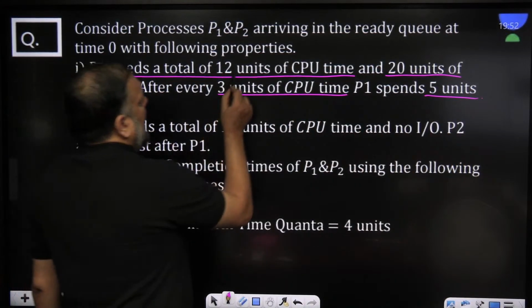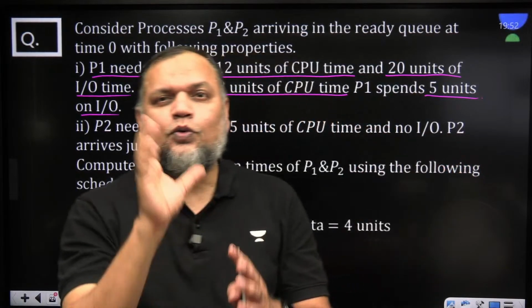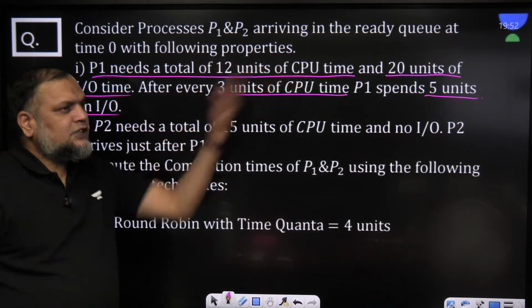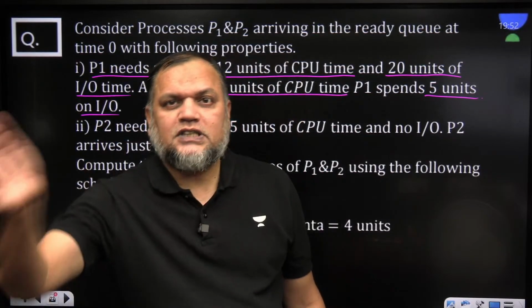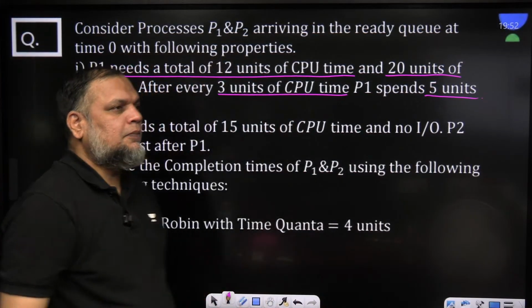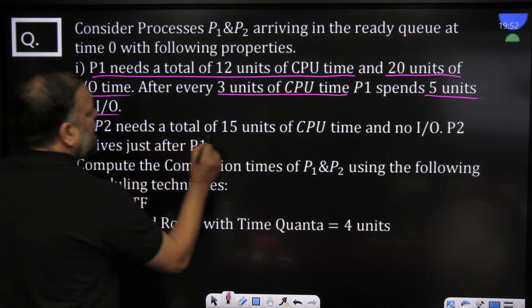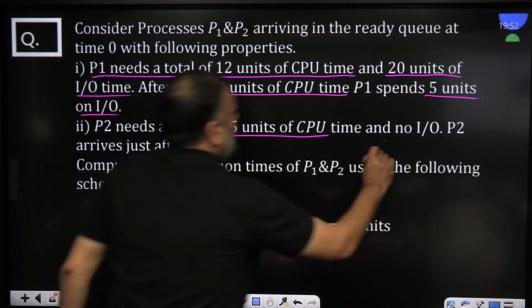तो मतलब आपके जो 12 units of CPU time है, that is going to get split into units of 3, 3, 3, 3. So after spending 3 units of CPU time, then the process spends 5 units of time on IO. फिर 3 units of CPU time, फिर 5 units. इस तरीके से साइकिल चलते जाएगी प्रोसेस P1 की. P2 का क्या सिचुएशन है? P2 needs a total of 15 units of CPU time and no IO.